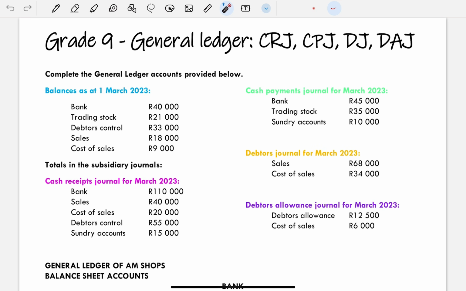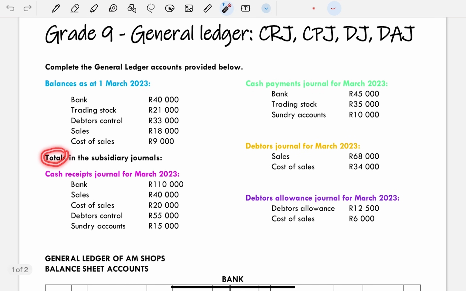So when you have to do general ledger, you'll see they will give you balances. They will also give you some totals from your journals. And the journals I'm specifically looking at in these videos are CRJ, CPJ, DJ, and DAJ.